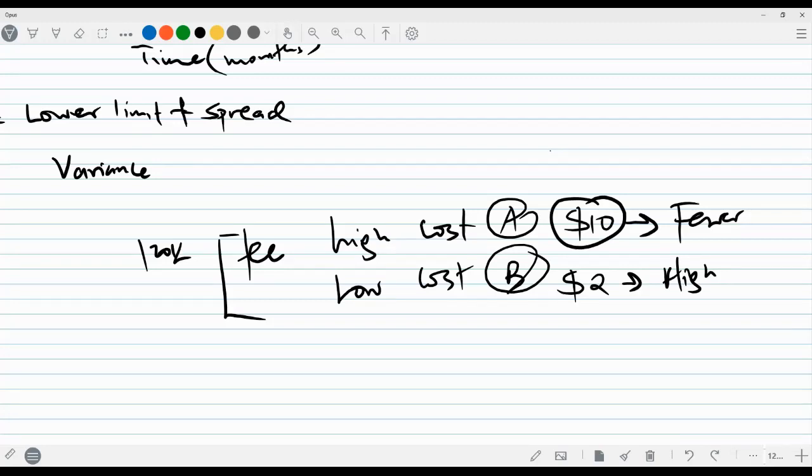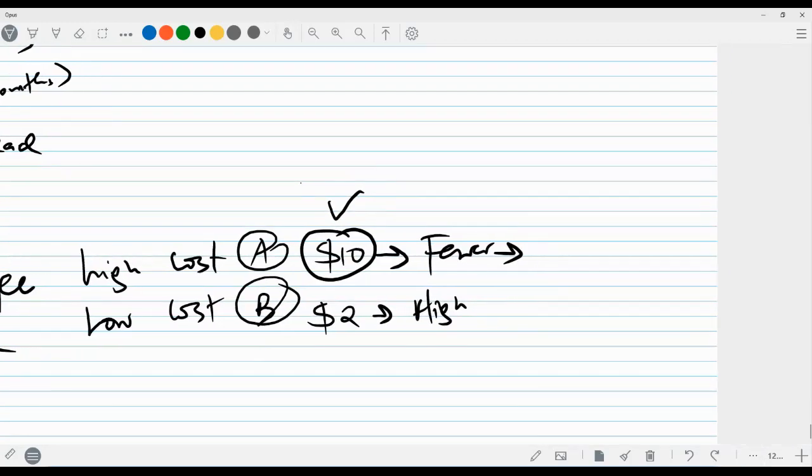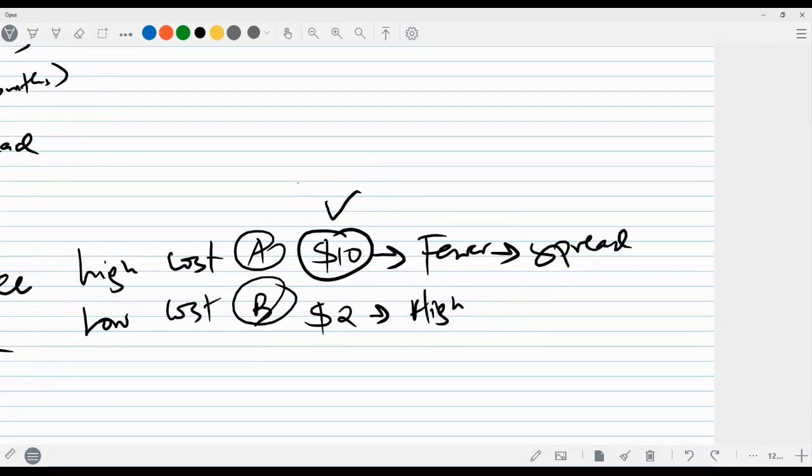Is it clear? Could you just repeat the last statement? Here, the cost is high, and you see that the spread is high. If the cost is high, the amount you're paying to the broker is high, then you have fewer transactions. Then you have more cash at hand. The spread therefore is high. Is that clear?